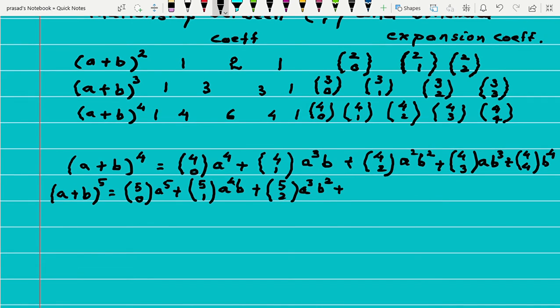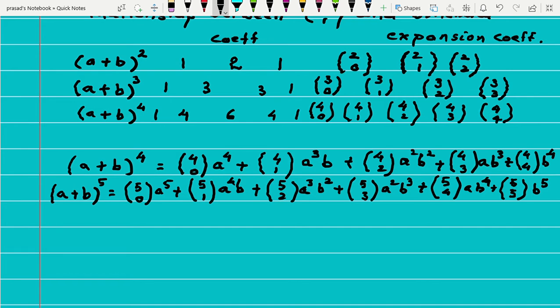Then 5c3, a's power still reduced by 1, b cube. Then 5c4, a to power 4... a, b to power 4. And finally 5c5. In this term, a's power will become 0, so b will have the full power 5.